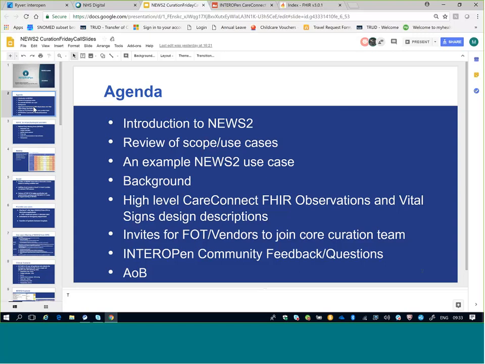So this is a draft agenda. If any of you have got any comments or want to include items in any other business, please feel free to write them in the chat window and we'll pick them up at the end of the meeting.